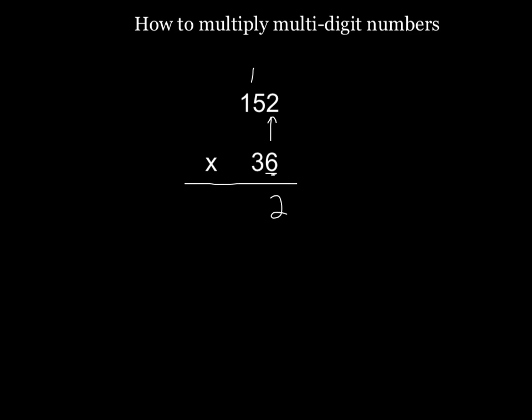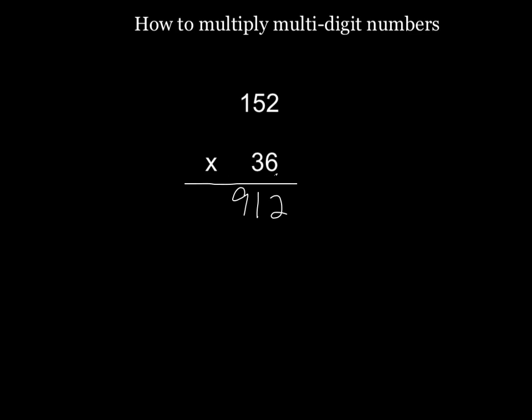Carry my 1. Now I'm going to move over to 6 times 5, which is 30, plus 1 is 31. Carry the 3. And the last place value, 6 times 1 is 6, plus 3 is 9. Now I'm going to erase my arrows because there are no other numbers above 6 for me to multiply it by. And I'm going to erase my numbers that I carried so I don't misuse them later in the problem.